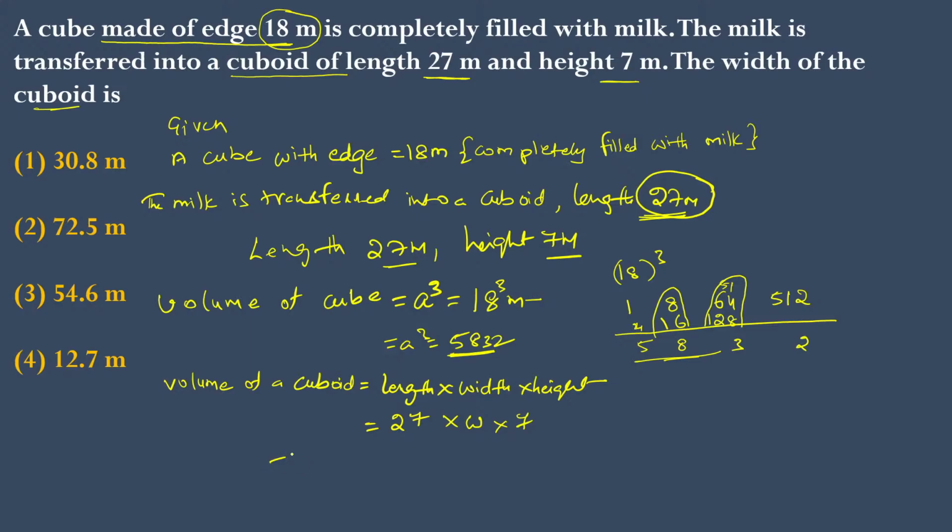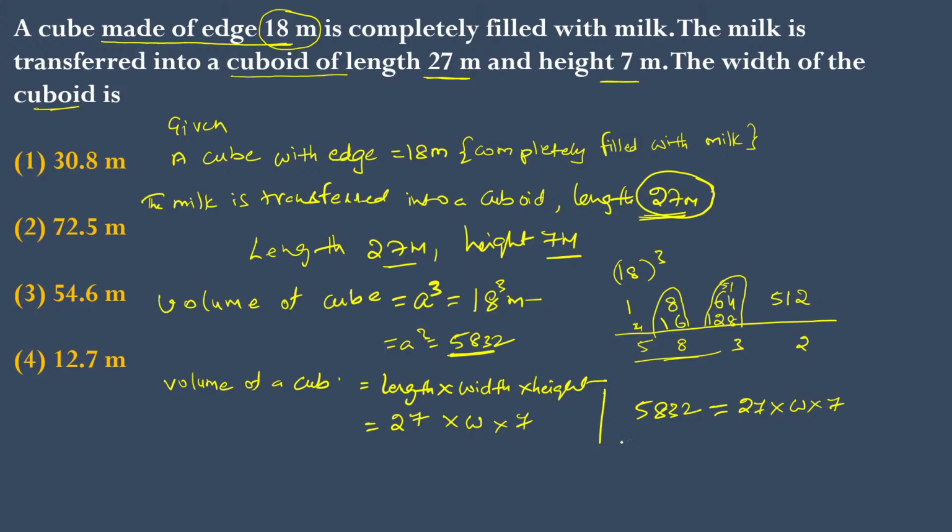The milk is just transferred. So the volume of the cube is equal to the volume of the cuboid. The volume of the cube is 5832, which is equal to the volume of the cuboid. It's complicated to simplify, so no need to find the cube edge.